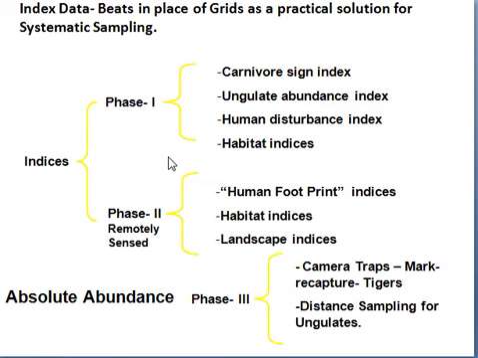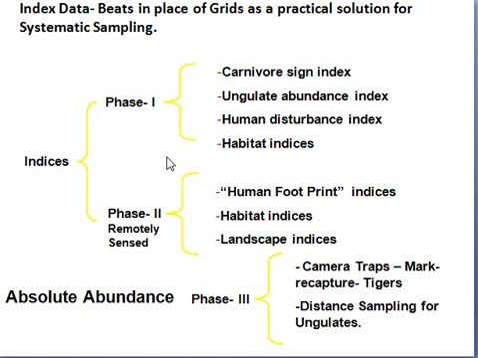Now, under this wildlife monitoring, the first basic thing is regarding surveys and different types of sign methods. First, we have to learn about index data. Now, what is index data? You can see in the slide with the help of the following figure. Index data is used in place of beats as a practical solution for systematic sampling.